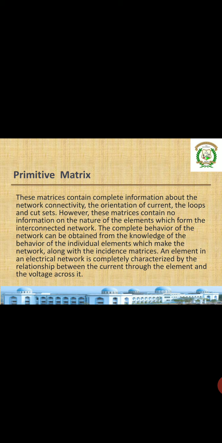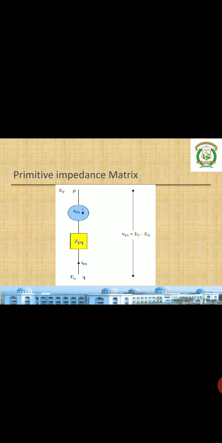So mainly these primitive matrices are going to give the details of an element, how it behaves. Depending upon its characteristics and behavior, we are going to give the primitive matrix. See, this figure shows the primitive impedance matrix. The primitive matrix can be given in two forms, either in admittance form or in impedance form.